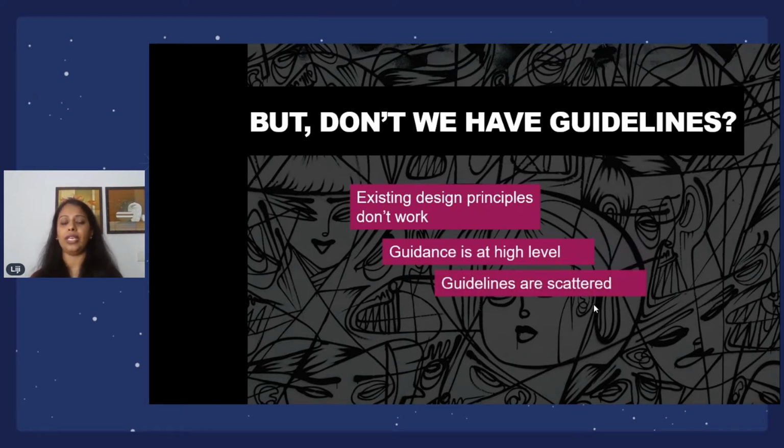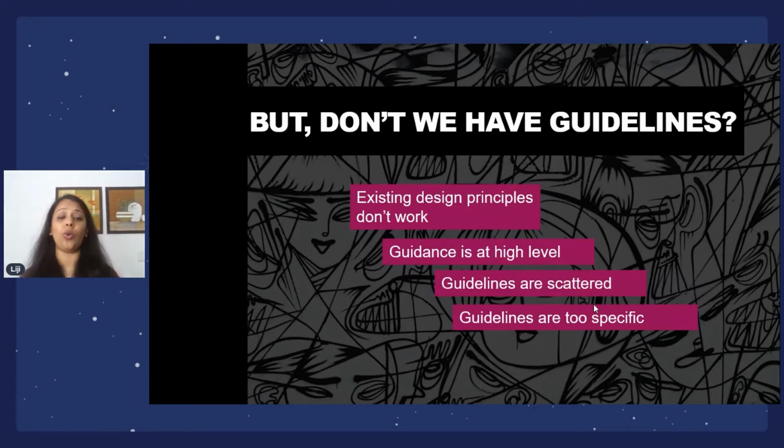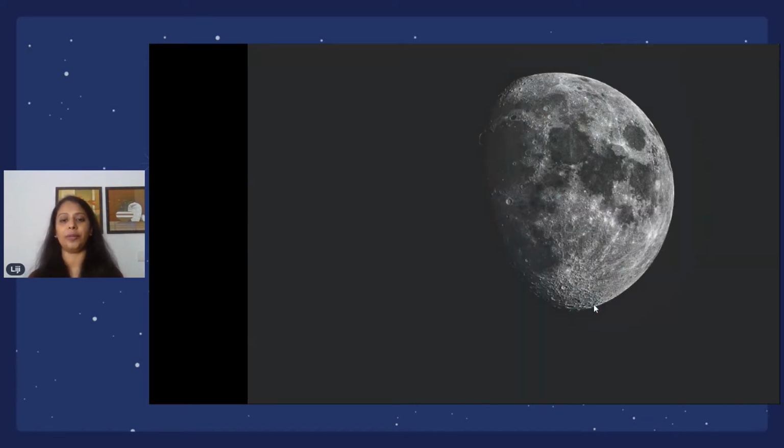Some major ecosystems in the industry as well. But most of these existing design principles don't really cater to AI systems. And even if they do, they're at a very high level. They're not at a level where AI practitioners or programmers or developers can really make sense of it. And these guidelines are scattered as we speak. If they are available, if they are making sense, they're just too specific to one kind of application and perhaps not applicable to others as well.